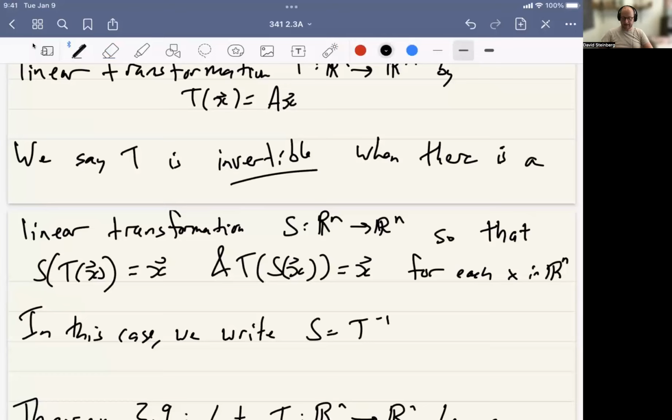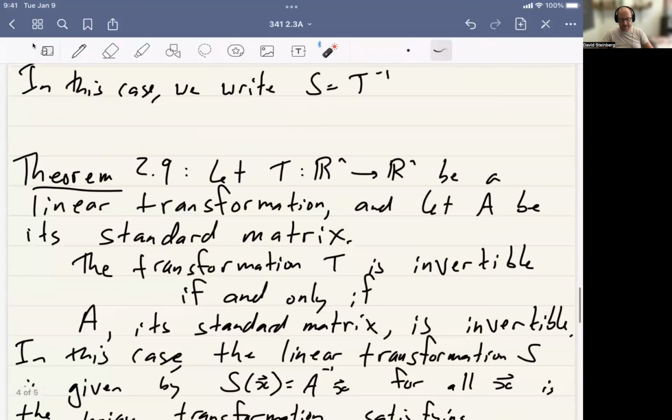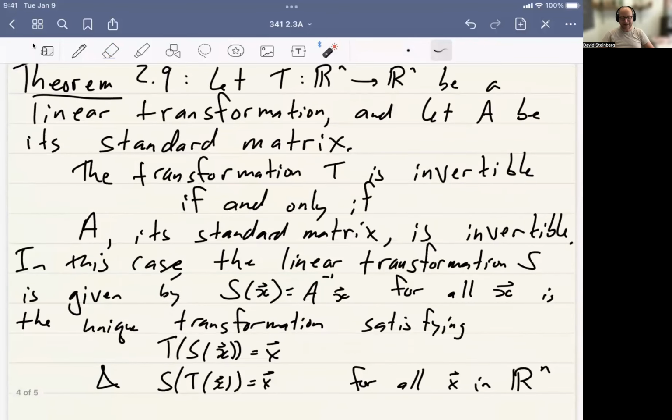We have a little theorem that says sort of the obvious thing, that the relationship of T being invertible and A being invertible is very closely related. So theorem 2.9 says, let T from Rn to Rn be a linear transformation, and let A be its standard matrix. The transformation T is invertible if and only if the matrix A is also invertible. In this case, the linear transformation S, which is T inverse, is given by A inverse x for all x. It's the unique transformation that satisfies these two equations that we need for S to be the inverse of T.